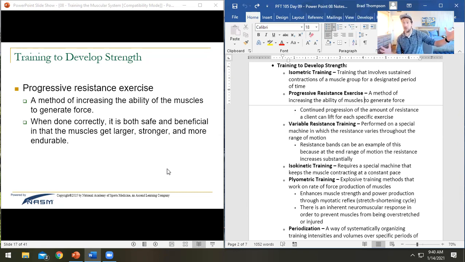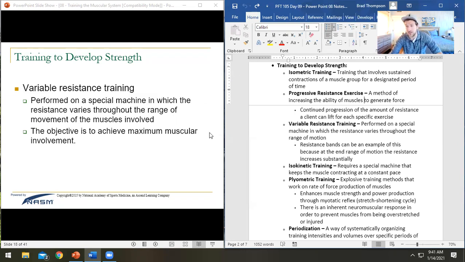Maybe it doesn't involve progressing the weight at all. Maybe you leave the weight alone. Maybe you leave the reps alone, but now you stand on something squishy. Right. And so you did the exercise in a stable environment. Now you have to do it in an unstable environment. Right. All of those things are different types of progress.